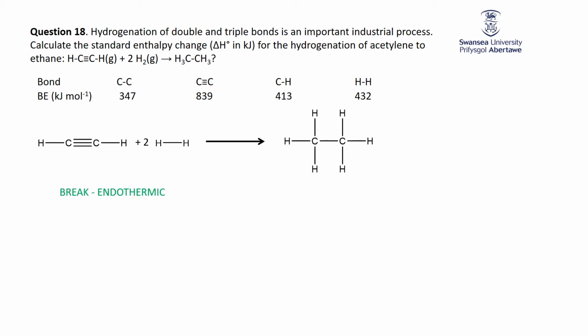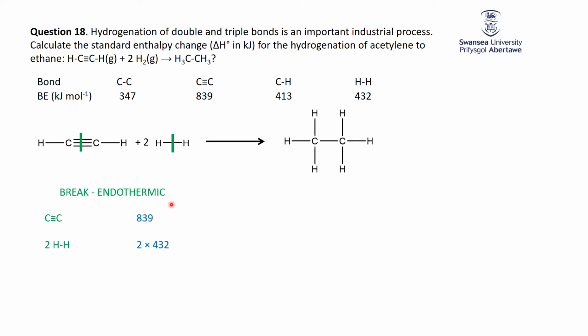We break bonds, which is endothermic, in the reactants. So we've got to break a carbon-carbon triple bond, and the energy of that is 839. We have to break 2 HH bonds, and you've got to have 2 because remember all these are per mole, so we've got 2 moles, so we've got to break 2 moles worth. So that's 432 times 2.